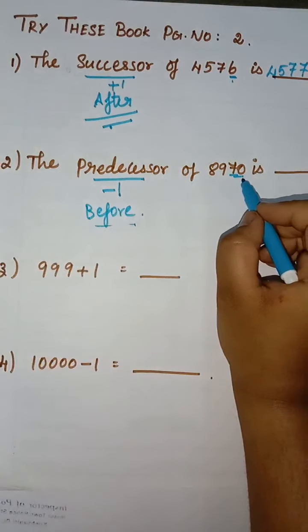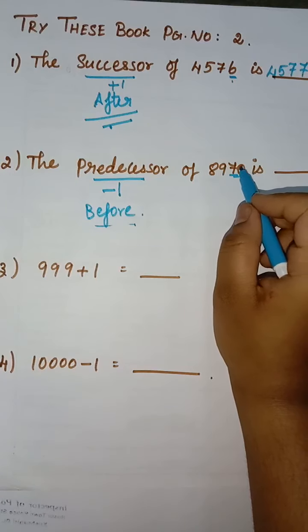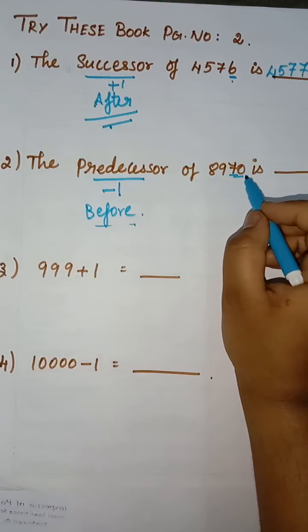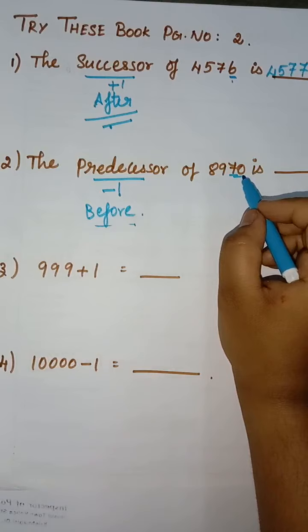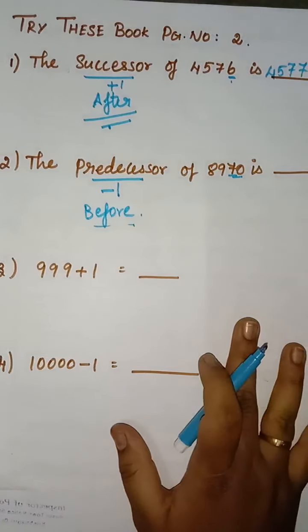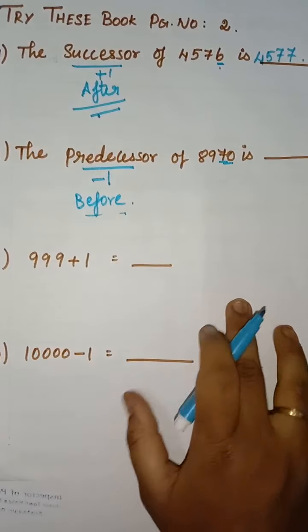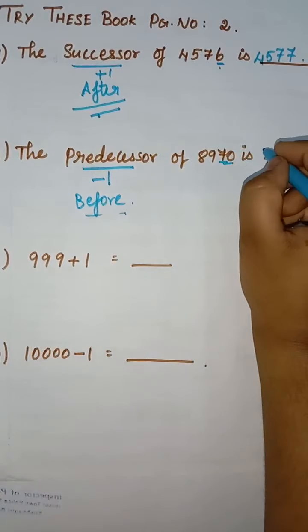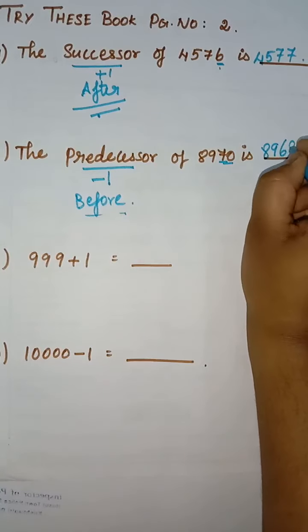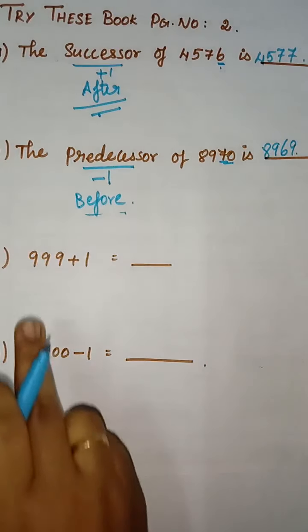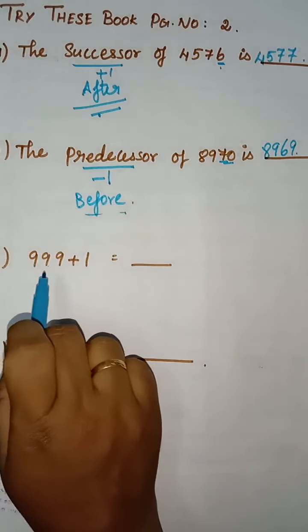Here it is 0, so we are going to leave this digit and take these two digits as a number, that is 70. So for 70 we are going to take the predecessor. If you take the predecessor of 70, it is 69, that is the before number. So your answer will be 8,969. Clear? Okay, here we can see that it is 999 plus 1.